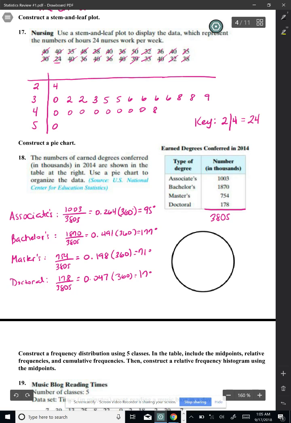So we'll come over here, and I always start with the largest one because to me that's the easiest one to start with. 177 degrees is almost half the circle. So if you kind of go here in the middle, and it really doesn't matter which way you go with it, I'm just going to go straight across here. So if I went straight across, that would be 180, which would be half the circle. So I'm going to go just a little bit less than straight across. And then what you would do is you would write inside here, bachelor's, and then you would write the percentage, which was 49.1%.